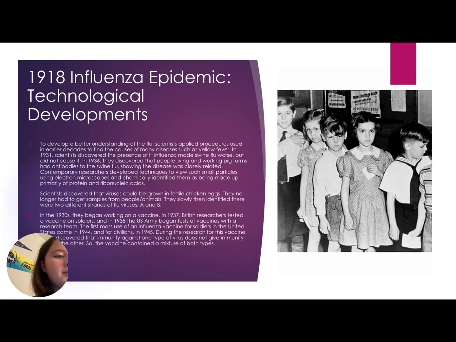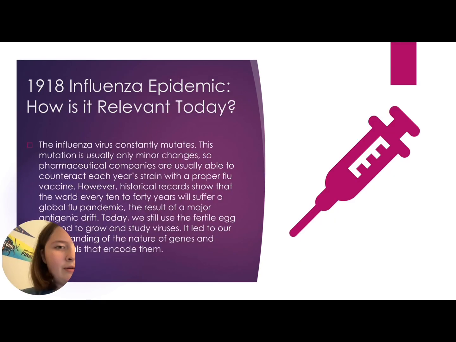During the research for this vaccine, it was discovered that immunity to one type of virus does not give immunity to another, so the vaccine controlled both types. How is it relevant today? The influenza virus constantly mutates. This mutation is usually only minor changes, so pharmaceutical companies are usually able to counteract each year's strain with a proper flu vaccine. However, historical records show that every 10 to 40 years the world will suffer a global flu pandemic, the result of a major antigenic shift.